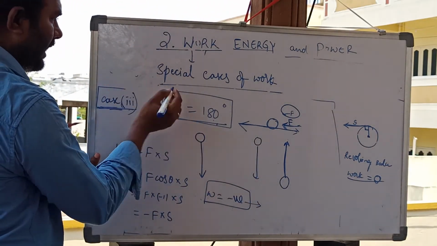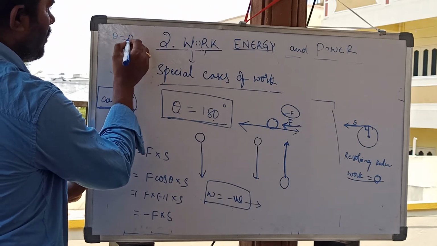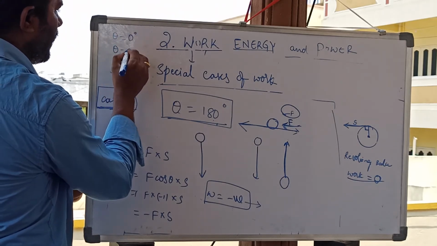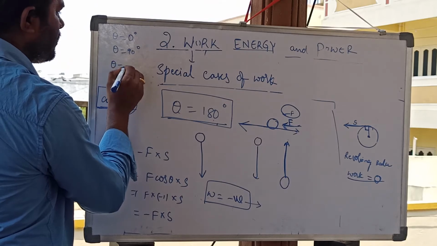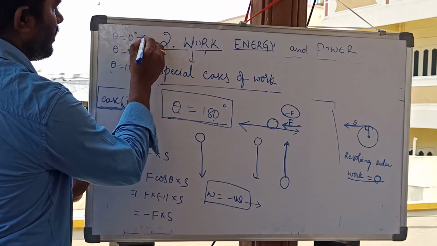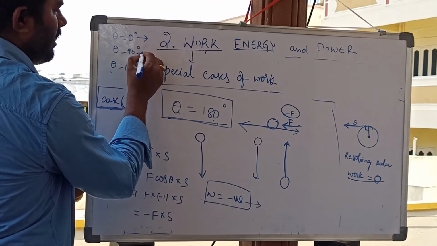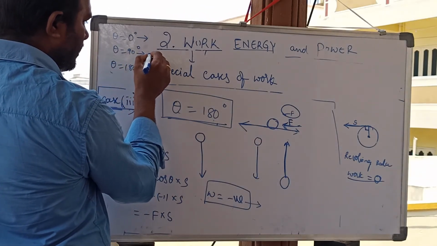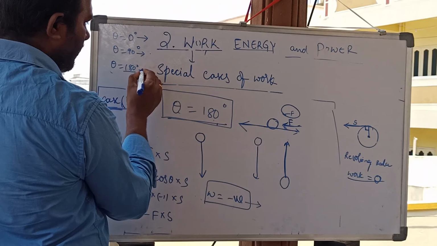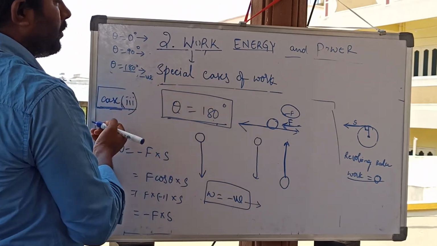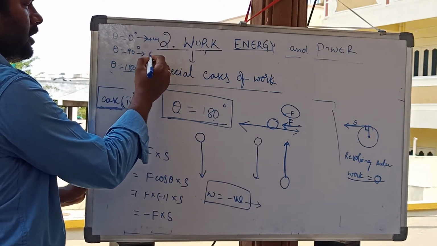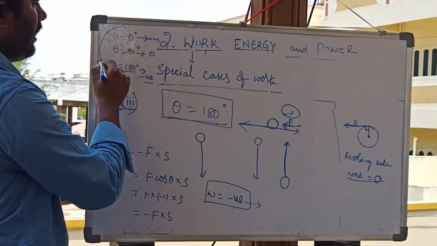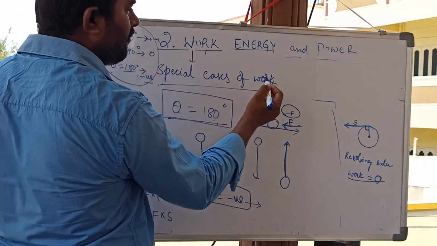So we have 3 cases. Theta is equal to 0, theta is equal to 90 degrees, and theta is equal to 180 degrees. Here, along the direction of the force, the work is positive. Here, with force and displacement perpendicular, the work done is 0, and at theta equal to 180, the work will be negative. So it is positive, it is 0, it is negative. Work will have 3 cases. These are the special cases of work.